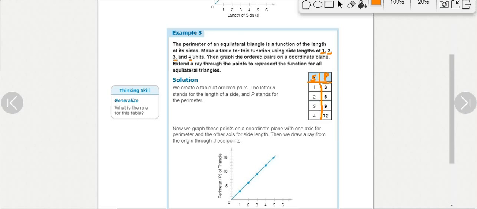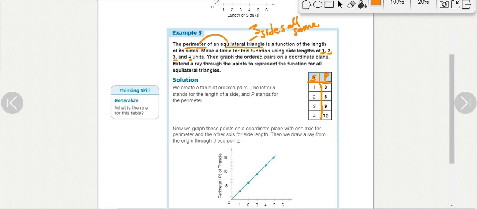The perimeter of an equilateral triangle. What do we know about equilateral triangles? Sides are all the same. And what do we know about triangles? There's only 3 of them. So they didn't tell us the function rule per se, but we already know these things.